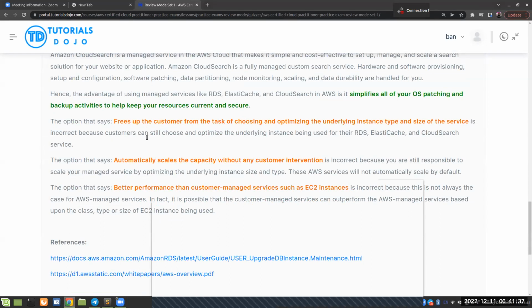This is incorrect because customers still choose and optimize the underlying instance, just what I was mentioning, being used for RDS, Elasticsearch, and CloudSearch. So this is not true.